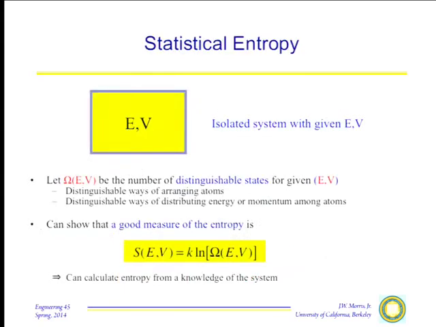The final thing I'll just kind of assert: if I have an isolated system that has a certain energy, certain volume, certain number of particles, I can crank and grind my solutions to Schrodinger equations, whatever, and I can calculate every possible state that system could be in. Every possible way to distribute the energy and the volume over the particles it contains. If I let that be omega, the number of distinguishable states for a given value of the energy, distinguishable ways of arranging the atoms and distributing the energy and momentum among them, then I get a total number of independent states you can have. It turns out that a good measure of the entropy is just the logarithm of that number of states.